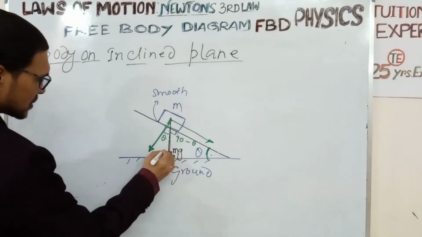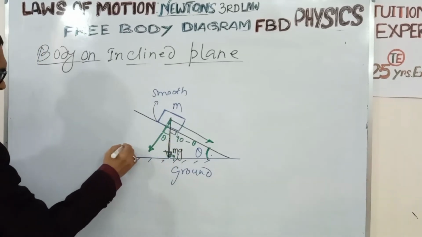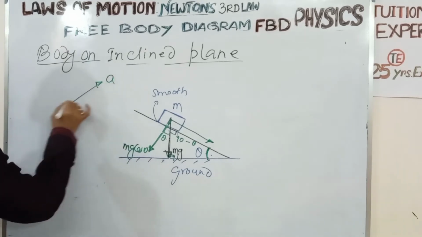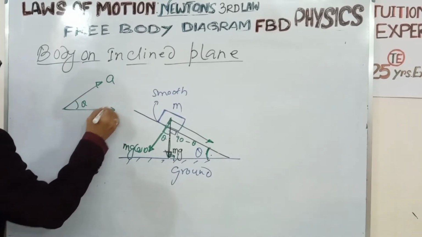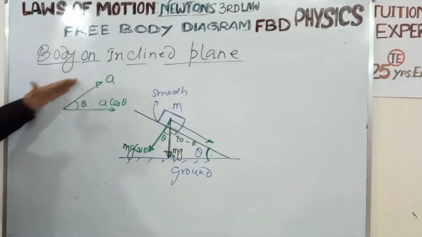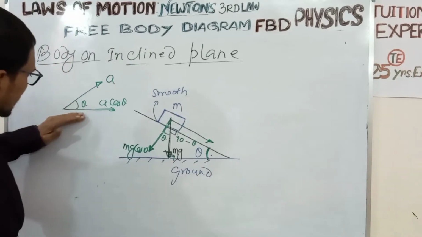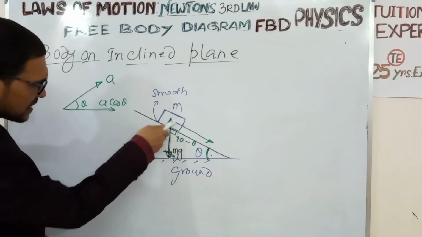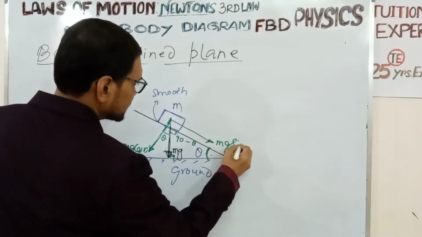Now weight mg, and this angle is theta. So what is the component of this? This will be mg cos theta. We know in vectors, if this is a, then the component which makes angle theta with a is a cos theta. From trigonometry, if this is a vector a, then the component which makes an angle theta with a will be a cos theta. So this is mg and this is theta, so this will be mg cos theta. Another component will be mg sin theta.